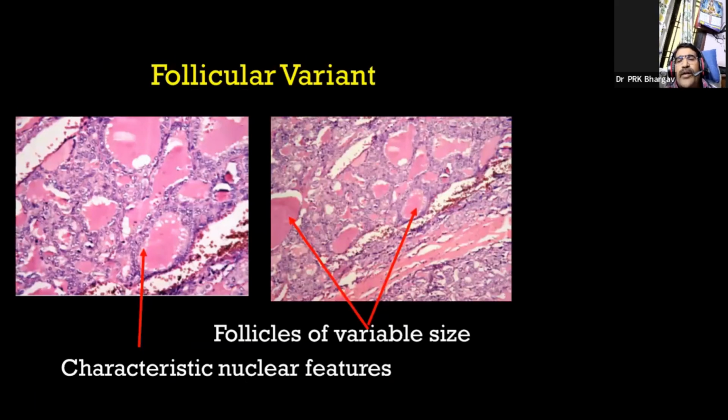Now, coming to better variants in terms of prognosis. So follicular variant first. The classical variant is the commonest. The next common is the follicular variant. Here there are no papillary projections, but follicular arrangement is seen, with the same nuclear features and other histological features.